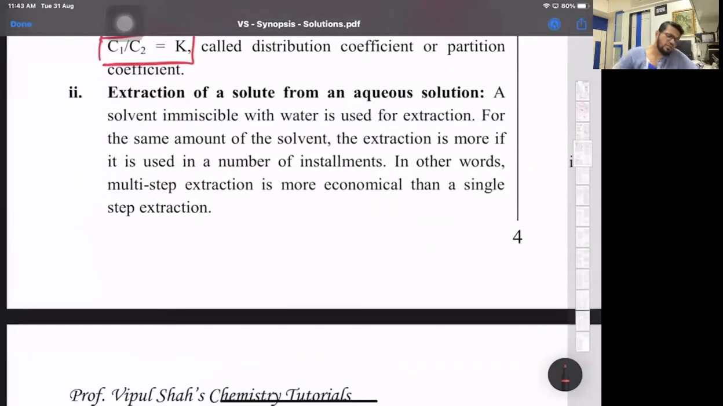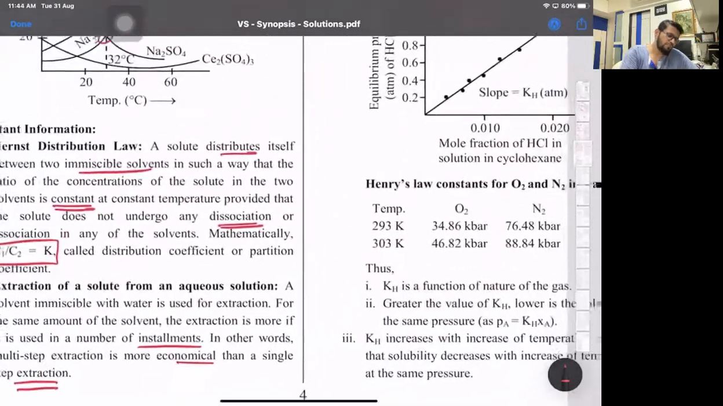Then there is extraction of a solute from an aqueous solution. A solvent immiscible in water is used for extraction. For the same amount of solvent, the extraction is more if it is done in a greater number of installments. In other words, multi-step extraction is more economical than a single step extraction. You have to extract in different steps, then the extraction is a better process. That is one.